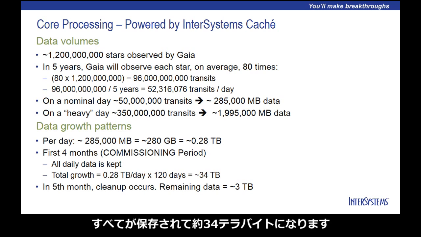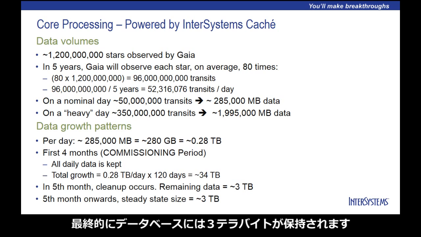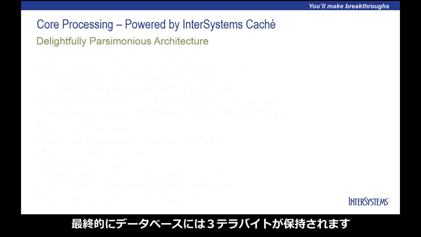For the first 4 months, all of the data is kept, so it's around 34 terabytes. In the 5th month, there's some cleanup that occurs, and you end up with a 3 terabyte database, and that's what's maintained throughout from there.